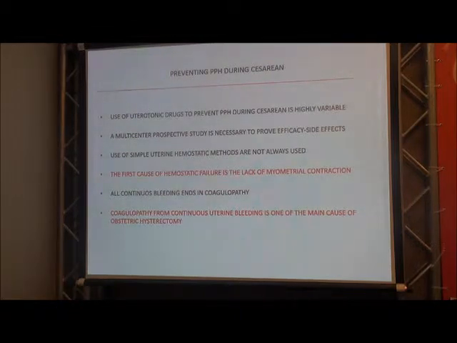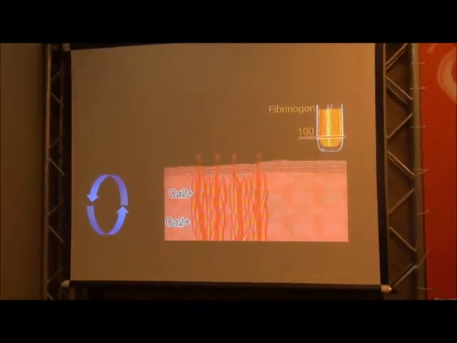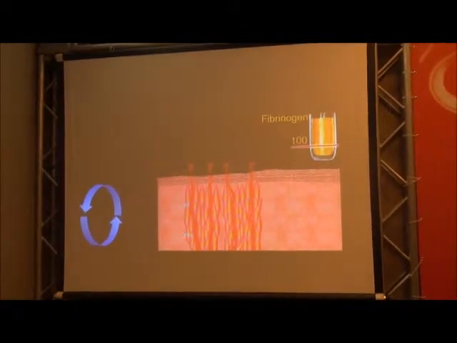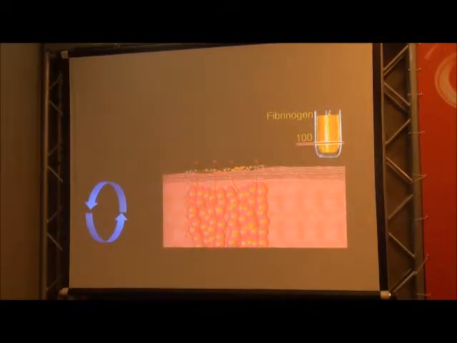myometrial contraction. And you should know that all the cases in which the hemorrhage proceeds end in coagulopathy. This is a video that I try to show, what is the mechanism of hemostasis after detachment of the placenta in relation with the fibrinogen. At first, the entrance of calcium into the myometrium produces the uterine contraction and stops the bleeding from the vessels of the placenta.